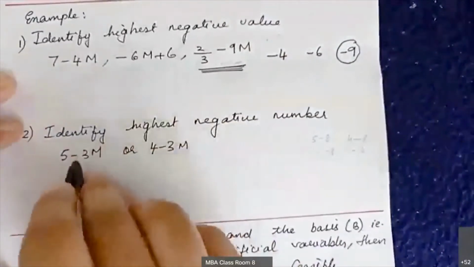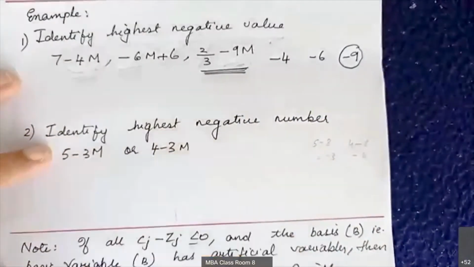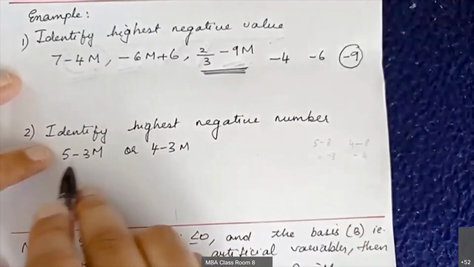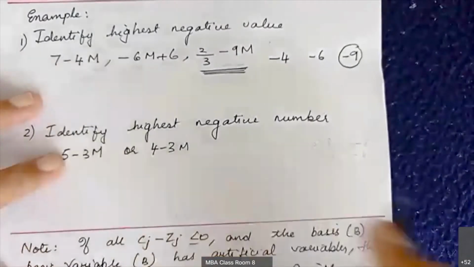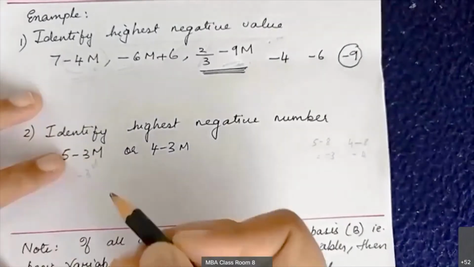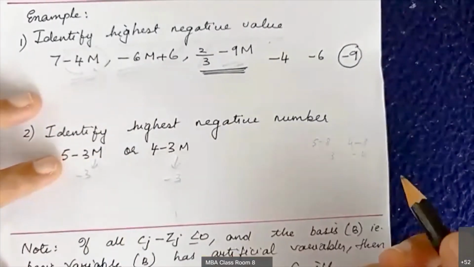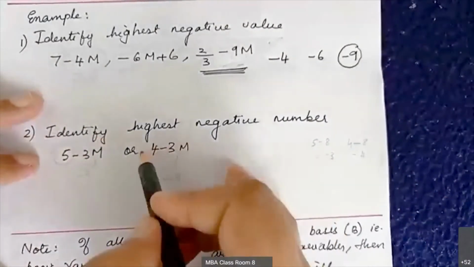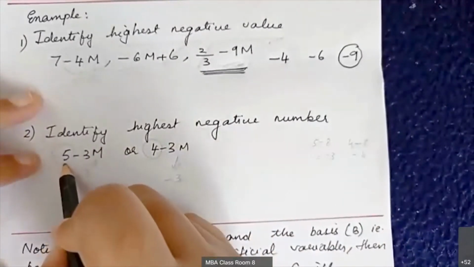Again, we have another question. Identify the highest negative number in these two numbers. Can you identify them? We have already said that we don't have to consider 5 or 4 because the M value is not associated. So we will consider the coefficient of M. In this case, it is minus 3 which is associated with M. In this case also, it is minus 3 which is associated with M. In such cases, we will have to consider the other number. Okay, so this is an exception. In such cases, you will have to consider the other number also.